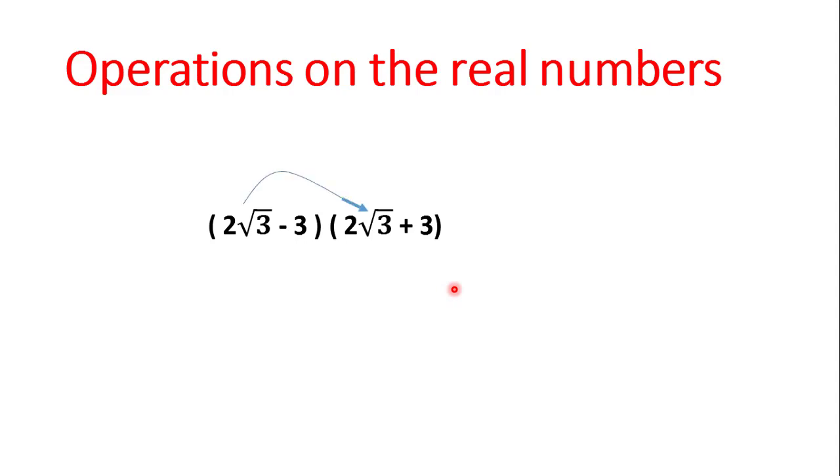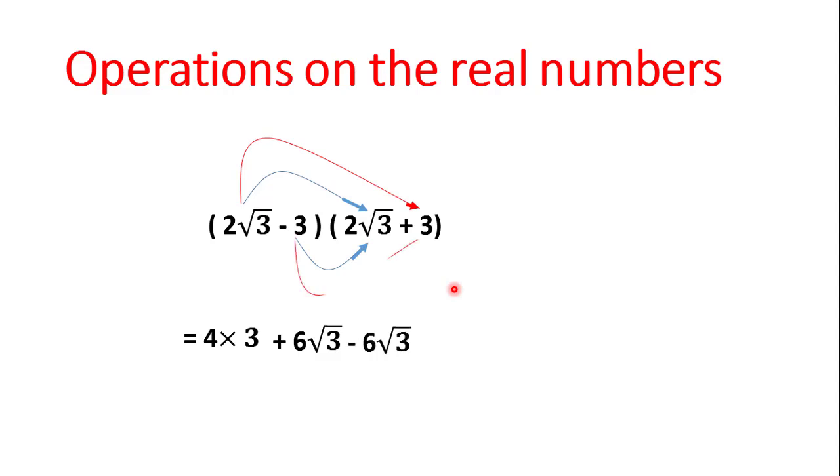So again, multiply at first. 2 root 3 times 2 root 3 will be 12, or 4 times 3, which is 12. Then I multiply 2 root 3 times 3, it will be 6 root 3. Now let's move to negative 3. I multiply negative 3 by 2 root 3, it will be negative 6 root 3. And finally, I multiply negative 3 by 3. The result will be 9. So here we have negative 9.